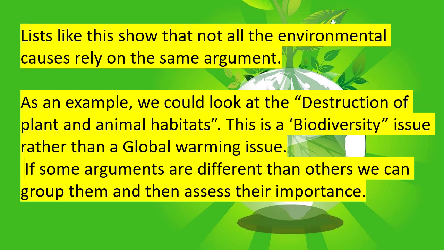Lists like this show that not all the environmental causes rely on the same argument. As an example, we could look at the last item, destruction of plant and animal habitats. This is a biodiversity issue rather than a global warming issue. So if some arguments are different than others, we can group them and then assess their importance.